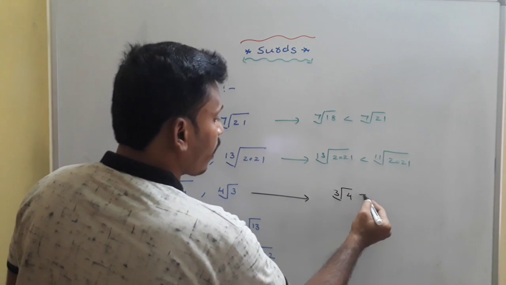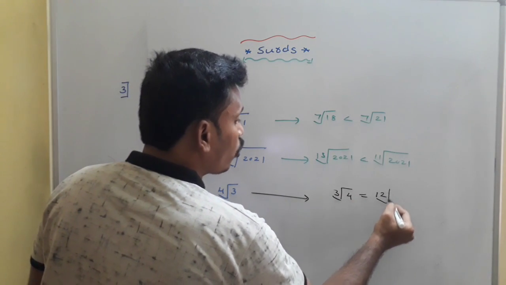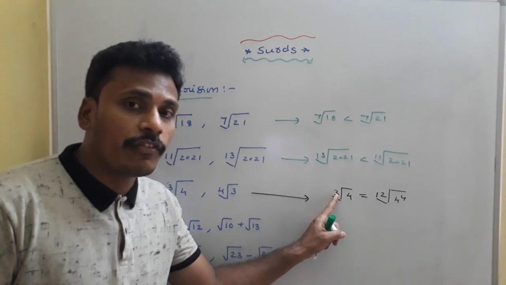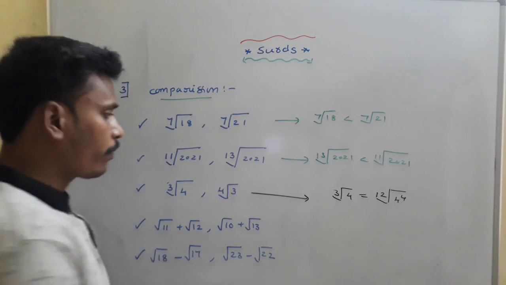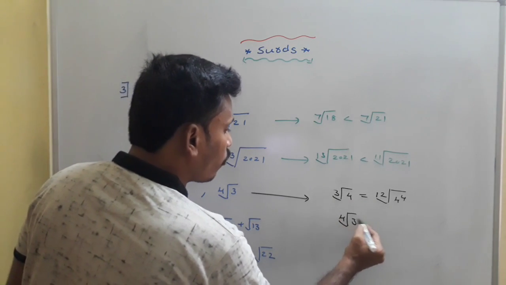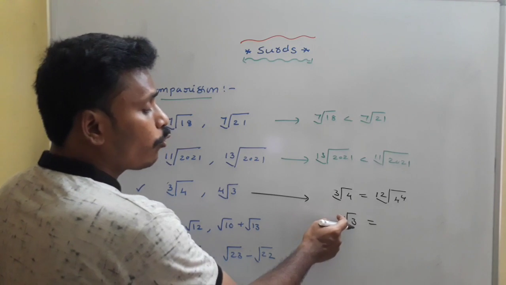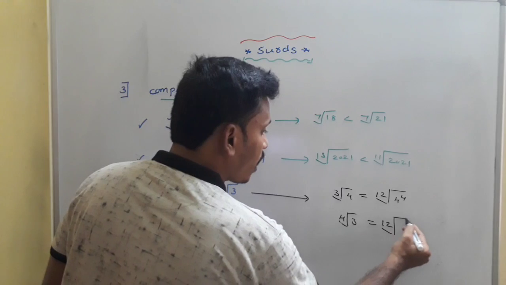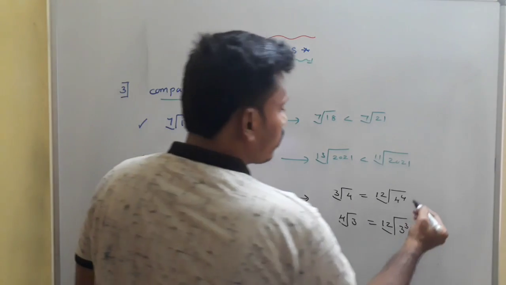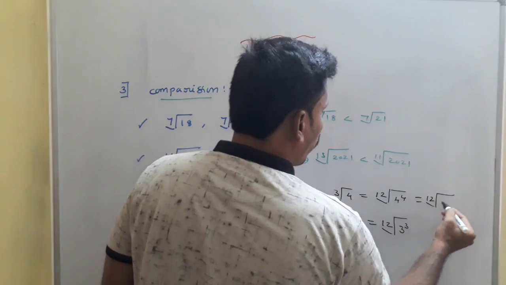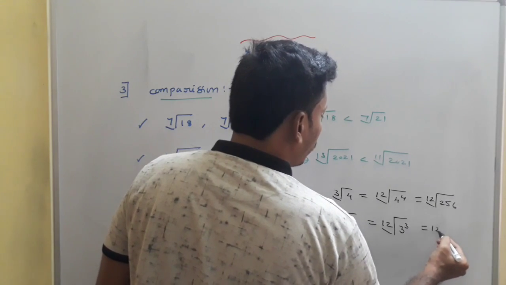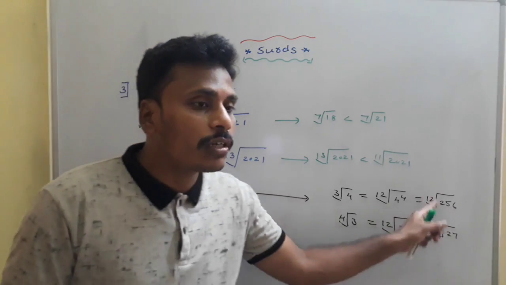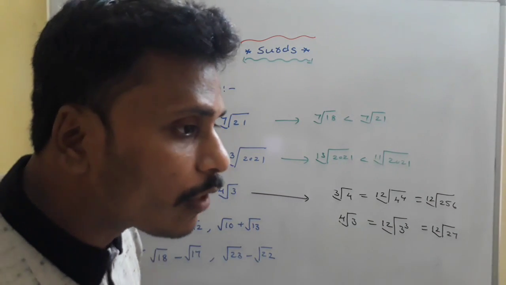See, what is the first surd? Cube root of 4. I will rewrite it like 12th root of 4 power 4. As I said, to change the order, if you multiply this 3 with 4, you need to write it like 4 power 4. And the next thing is 4th root of 3, right? Again, I am trying to make it a surd of 12th order. So multiply here with 3, so 12th root, and it will become 3 cube. And this is equal to 12th root of 4 power 4, which is 256, and this is 12th root of 3 power 3, which is 27.